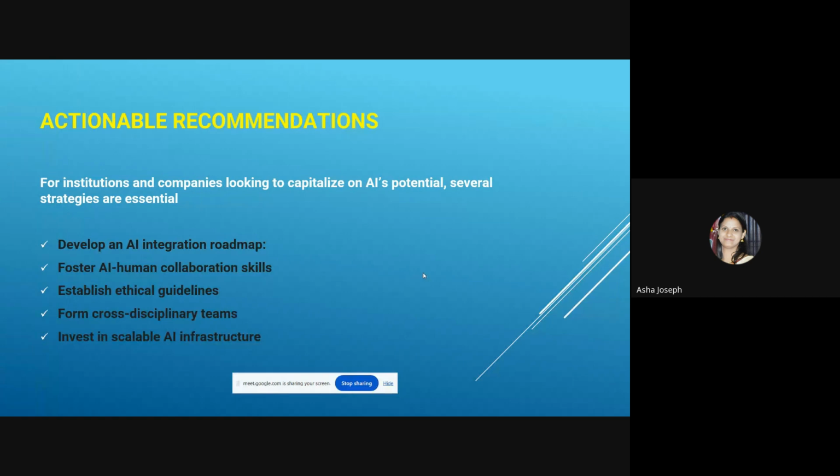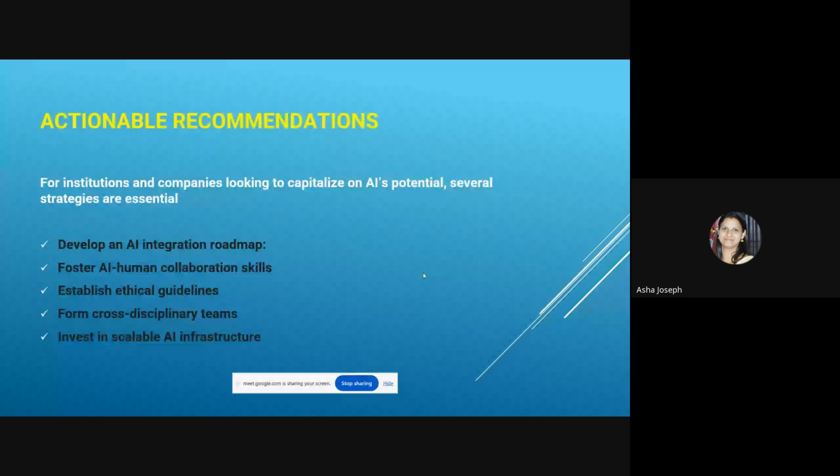So for institutions and companies looking to capitalize on AI's potential, several strategies are essential. So first one is develop an AI integration roadmap. That means create a plan for integrating AI into research processes, including the timelines, infrastructure upgrades, and workforce training. Second point is to foster AI-human collaboration skills. So invest in teams' capabilities to work with AI systems.